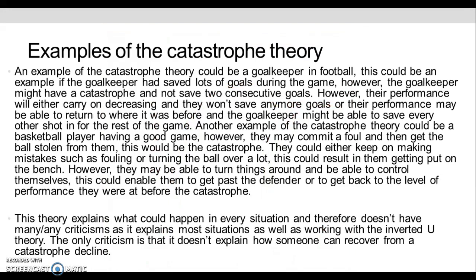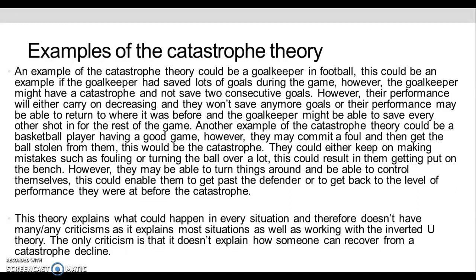An example of the catastrophe theory could be a goalkeeper in football. This could be an example if the goalkeeper has saved a lot of goals during the game before this moment. However, the goalkeeper might have had a catastrophe and not saved 2 consecutive goals. Their performance would either carry on decreasing and they wouldn't save any more goals for the rest of the game, or their performance may be able to return to where it was before. And then if it went back to where it was before, the goalkeeper might be able to save every other shot for the rest of the game.